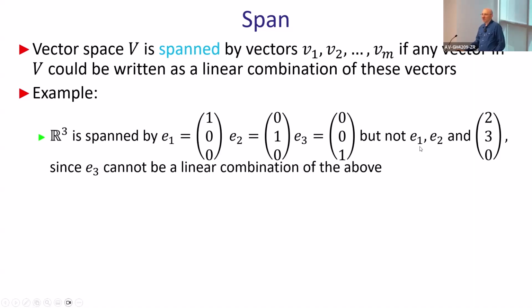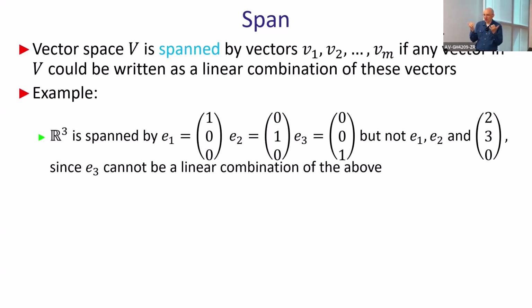But you cannot do the same thing with E1, E2, and some other vector like that, let's say. Why is that? So if you're taking 1, 0, 0, 0, 1, 0, 2, 3, 0, you cannot write every vector. What vector can you not write, as an example? You cannot write E3 with a combination of these two vectors. Why is that? Well, the third element is 0. No matter what constant you multiply by 0, you still get 0.